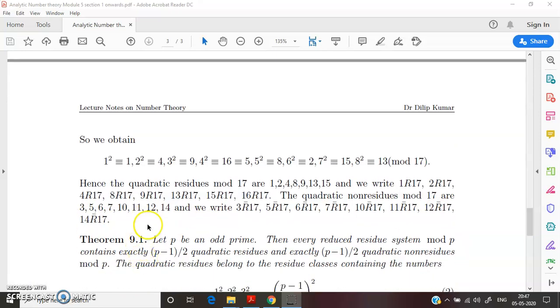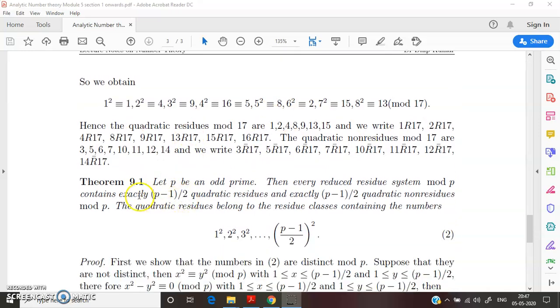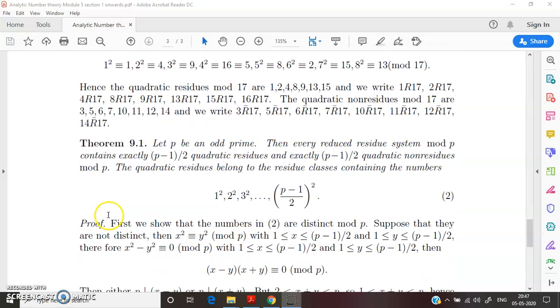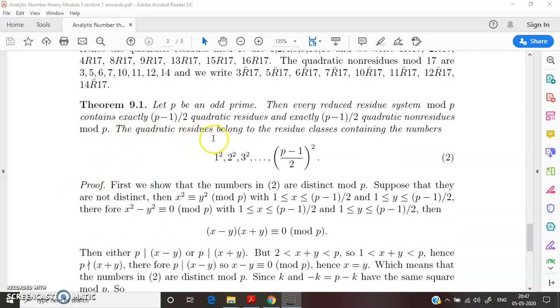So now let us see one of the consequences of this problem. That is, let p be an odd prime, then every reduced residue system mod p contains exactly p minus 1 by 2 quadratic residues and exactly p minus 1 by 2 quadratic non-residues mod p. This is what we have to prove. The quadratic residues belong to the residue classes containing the numbers 1 square, 2 square, 3 square, etc., up to p minus 1 by 2 the whole square.